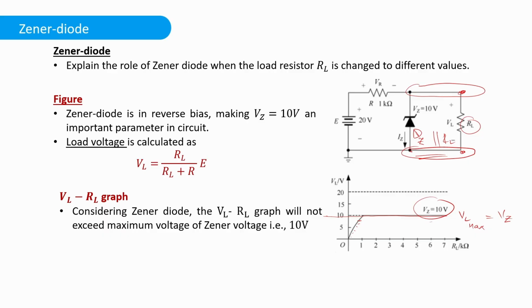So once 10 volt is reached, before 10 volts, this will be open circuit. But once 10 volt is reached, current will start flowing through this. Once current starts flowing through this, the load voltage will always be equal to the Zener voltage. So we can see that the graph will be 10 volt once Zener diode starts operating.